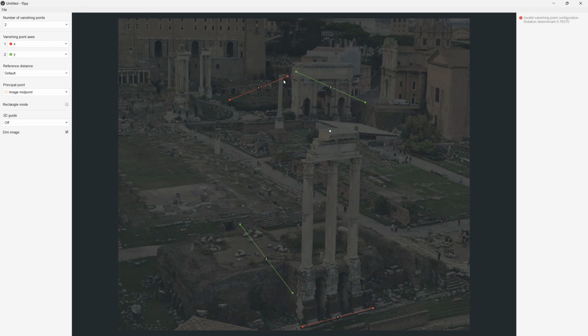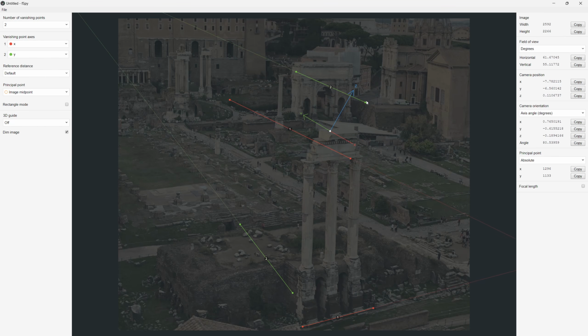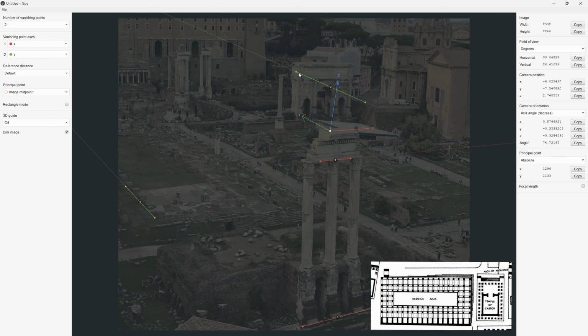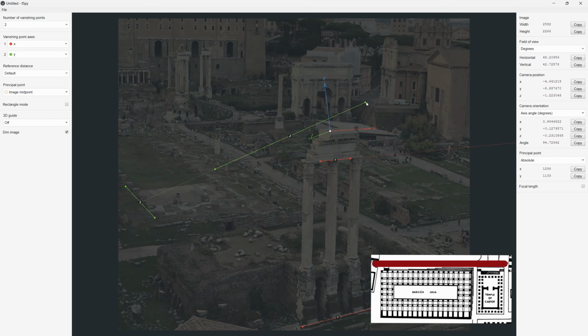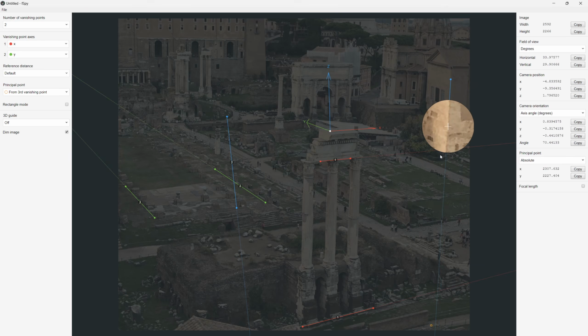To define the vanishing point on the x-axis, I used the base of the podium and the lower edge of the entablature as references, while for the y-axis I leveraged the fact that apparently the front of the temple was intended to be aligned to the facade of the near Basilica Julia. For the z-axis, whatever reference is okay, as long as it is perpendicular to the terrain.